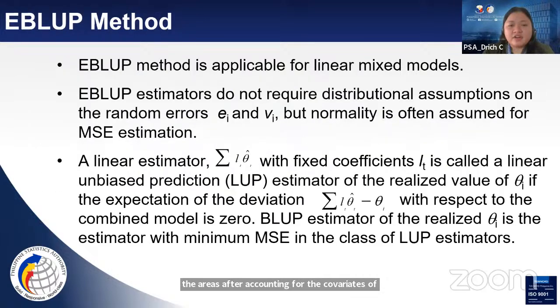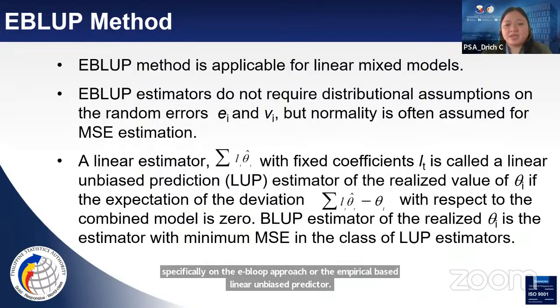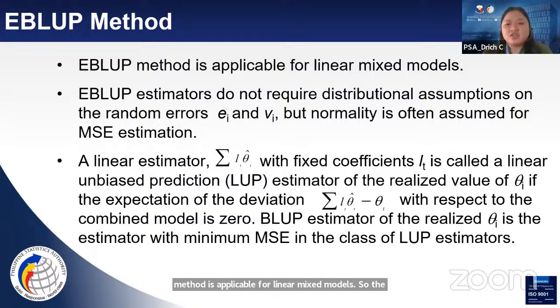However, since I mentioned that there are already many available packages in Stata and R that you can just adapt without going through the nitty-gritty of computing using the actual coefficients of the model, it will be easily generated using the packages that are available for R and Stata. Specifically, the EBLUP approach, or the empirical best linear unbiased predictor method, is applicable for linear mixed models. The EBLUP estimators do not require distributional assumptions on the random errors e sub i and v sub i, but normality is often assumed for MSE estimation, or the mean square error.